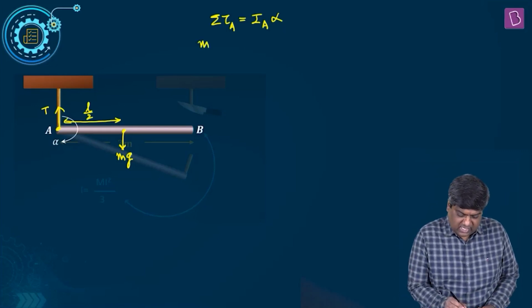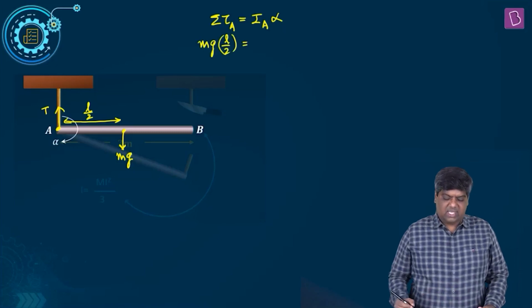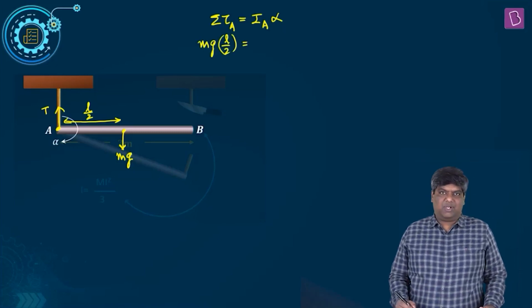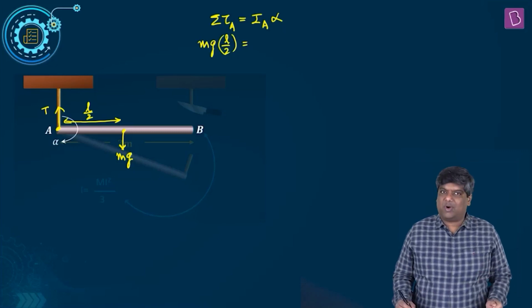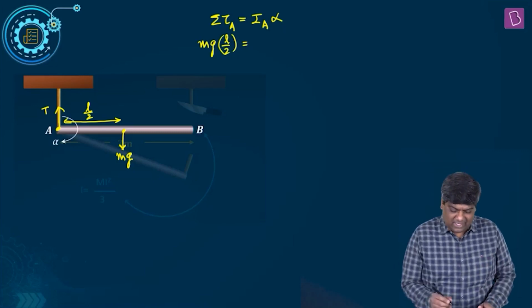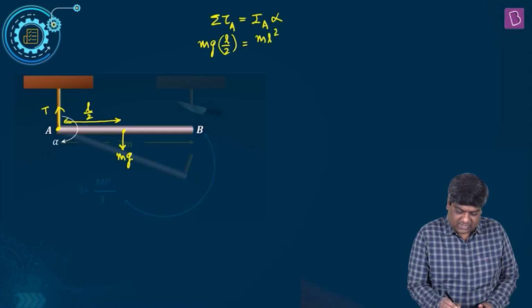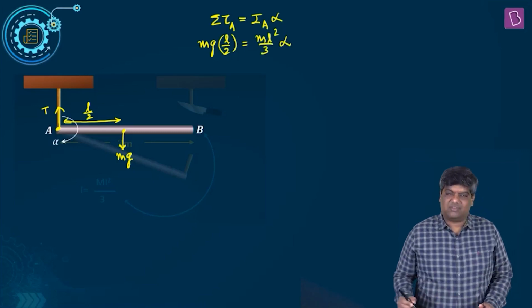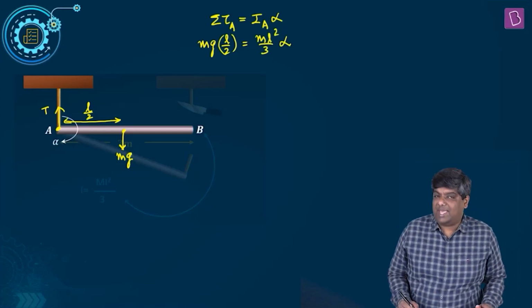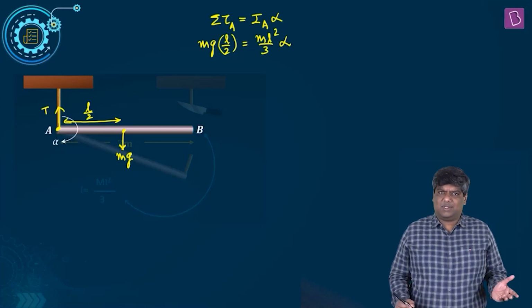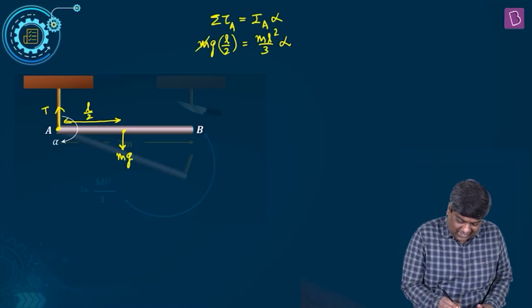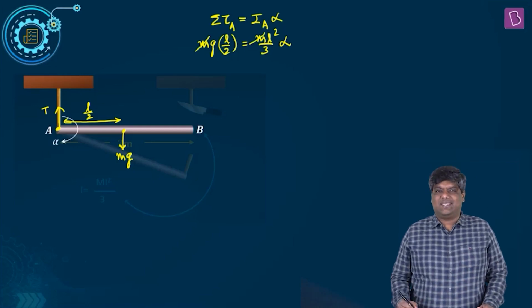So it is mg into perpendicular distance, which is L by 2, is equal to I_A, the moment of inertia of the rod about the point A, which is an end point. Well, you should know this value. It is ml squared by 3 into alpha. Is the value of m given in the problem? No, sir. No problem. That is exactly why they haven't given it, because it gets cancelled.